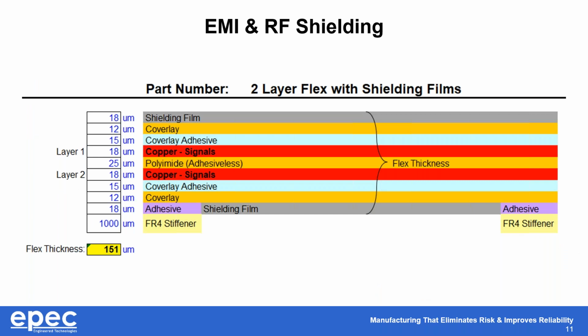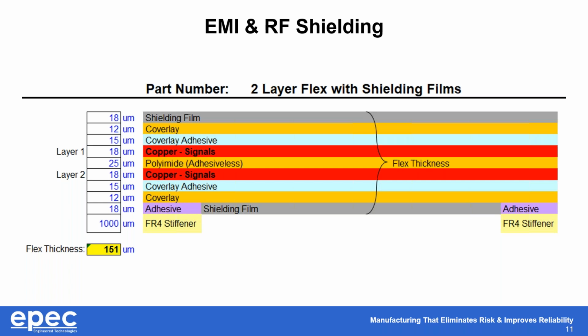So here's an example of the 2-layer flex with shielding films. The shielding films attach very easily. They are just laminated to the external surface of the part. They make connection to the ground, so they are grounded. They're not floating shield layers. In this example, using standard materials, the total flex thickness comes in at about 150 microns, which is equivalent to 0.006 of an inch. So there's still a very high degree of flexibility.